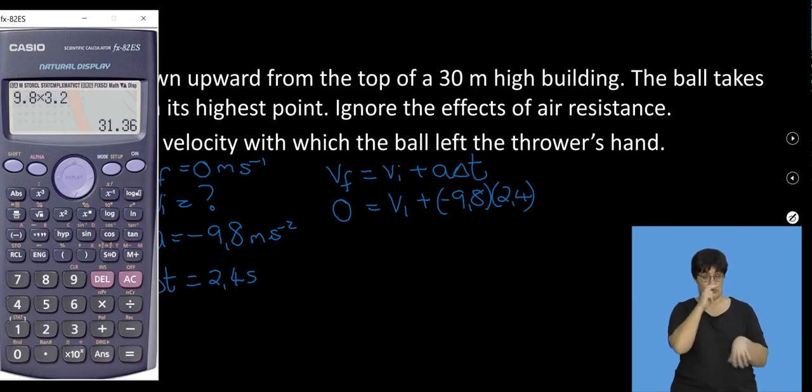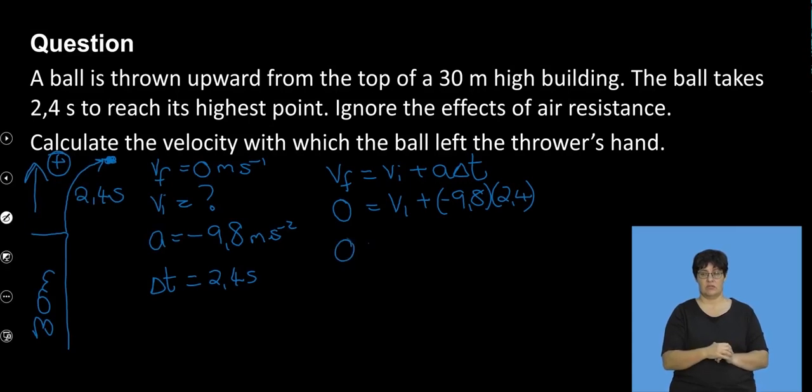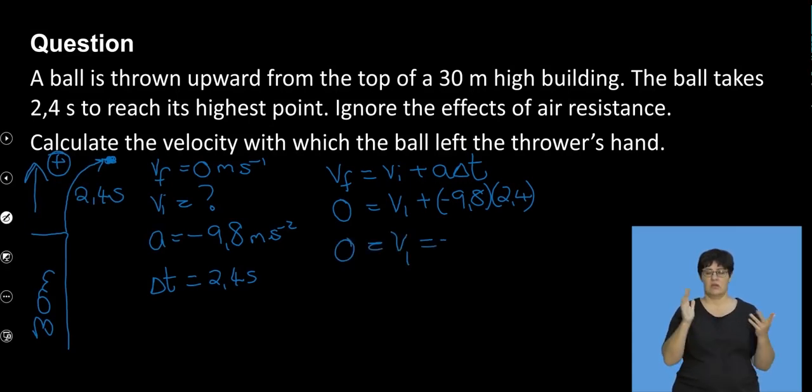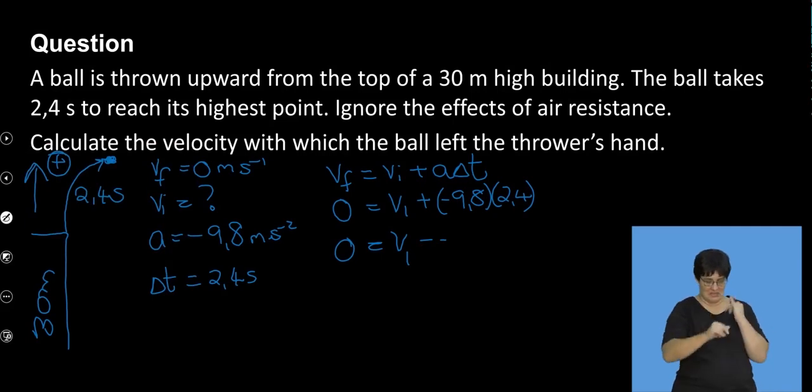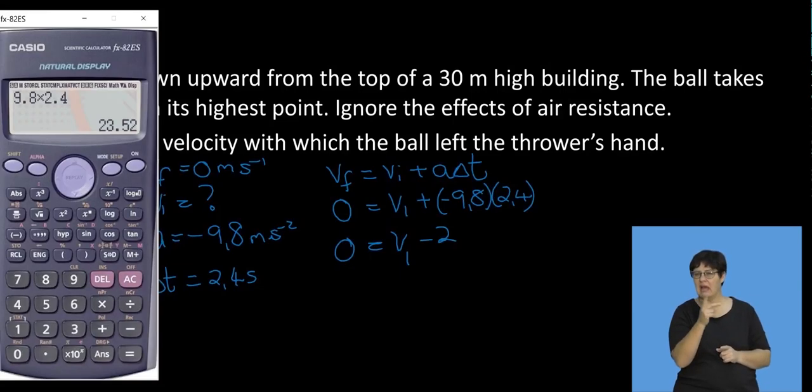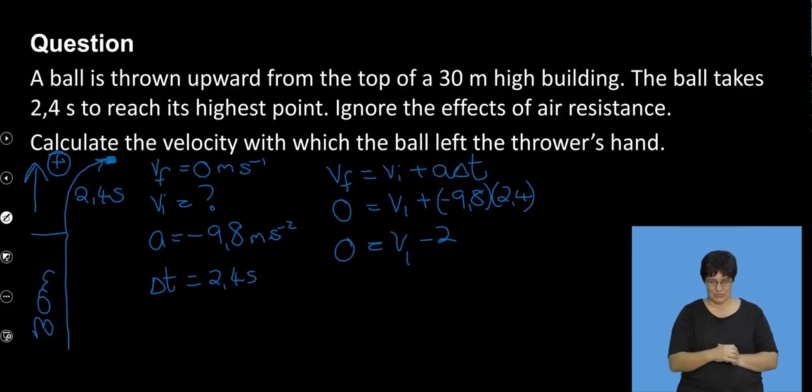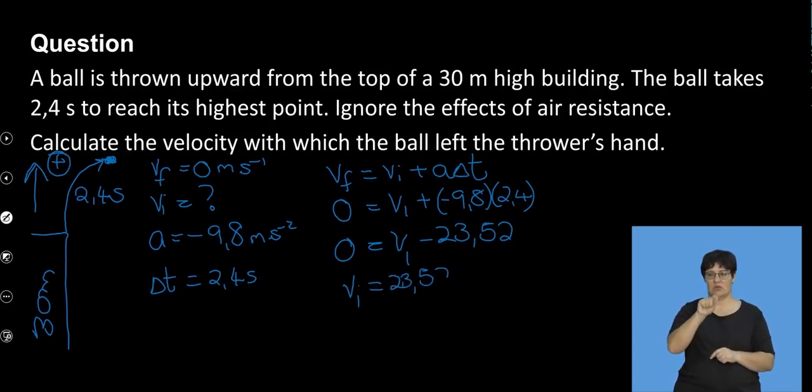Absolutely need a calculator. 9.8 times 2.4, and it's 23,52. I get very excited. Now I can't remember the answer. 23,52. Therefore, this is going to be 23,52 meters per second up.